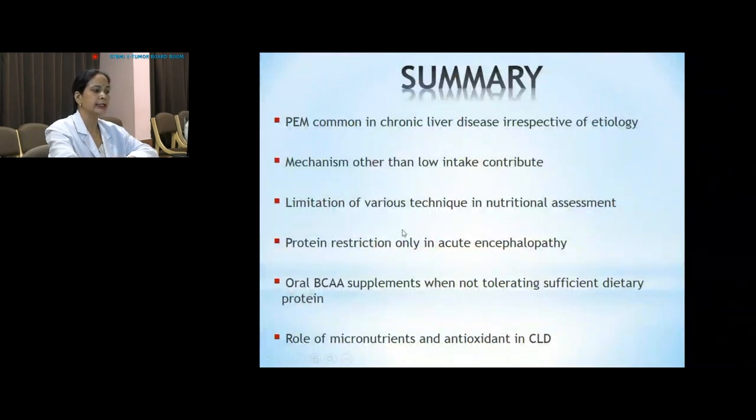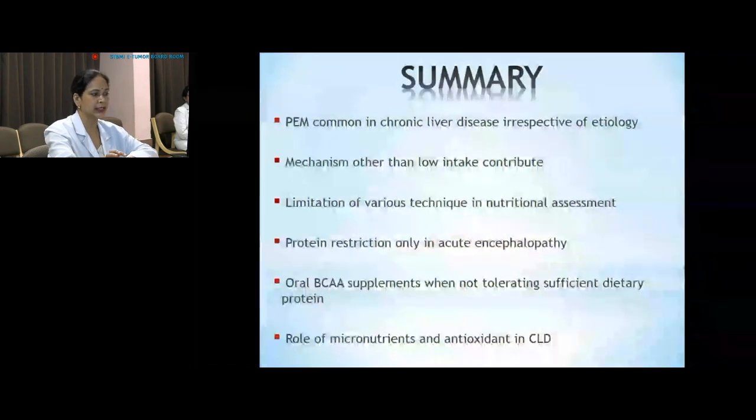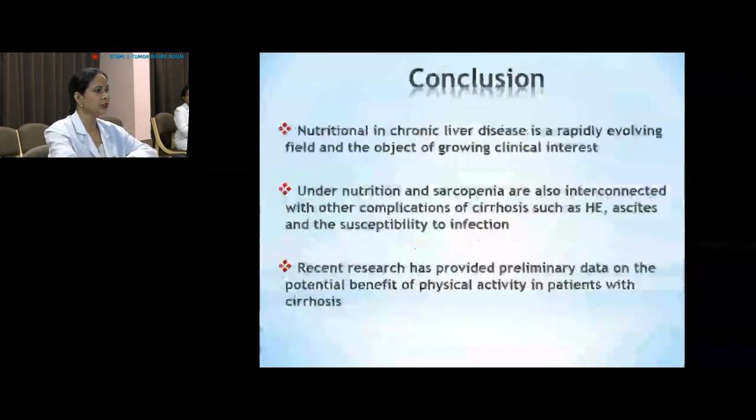The role of micronutrients and antioxidants is very important in CLD. So more colors and variety of food and vegetables need to be included in the diet to enhance antioxidant and anti-inflammatory factors like omega-3 and 6. Conclusion: nutrition in chronic liver disease is a rapidly evolving field and the object of growing clinical interest.